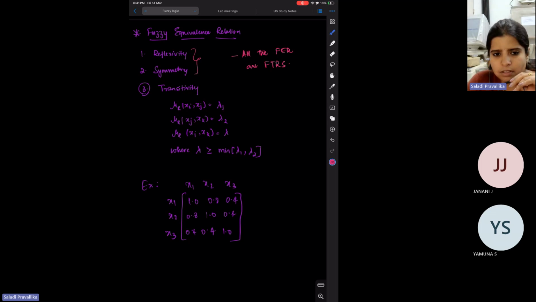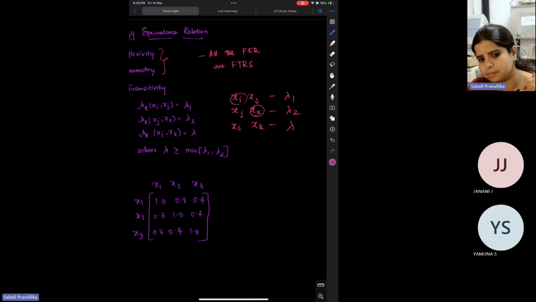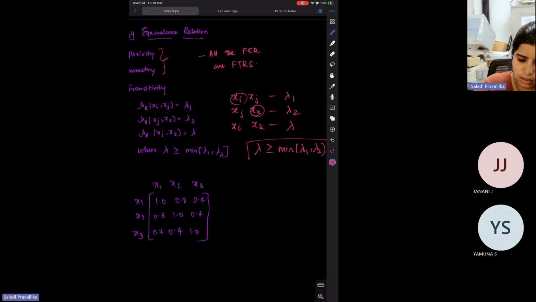So we have two conditions for these equivalence, and the third one is called transitivity. Let us say we have xi, xj, and the membership value of xi and xj is lambda 1, and the membership value for xj and xk is lambda 2. When I pick xi and xk, the membership value is lambda. It should be such that lambda is greater than or equal to the minimum of lambda 1 and lambda 2. So this is the third condition.